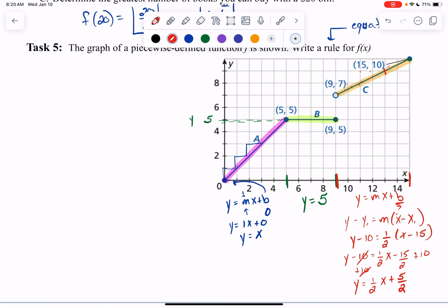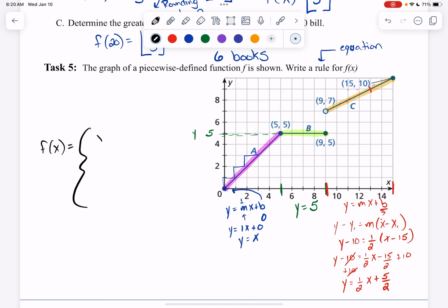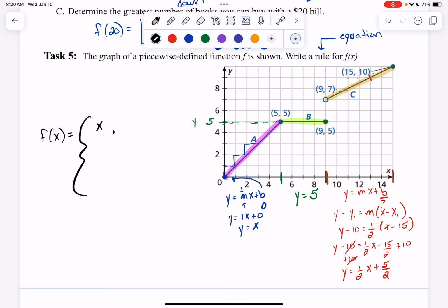So now let's go ahead and write this function. f of x equals, okay, the first bit there in blue, y equals x, comma. Now we need to look at the domain. So this pink bit is going from an x of 0 up to an x of 5. So from 0 to 5, 0 less than or equal to x less than or equal to 5. And now I need to determine open dot, closed dot. This is a closed dot here, and it's a closed dot there as well, so we can include both of those.